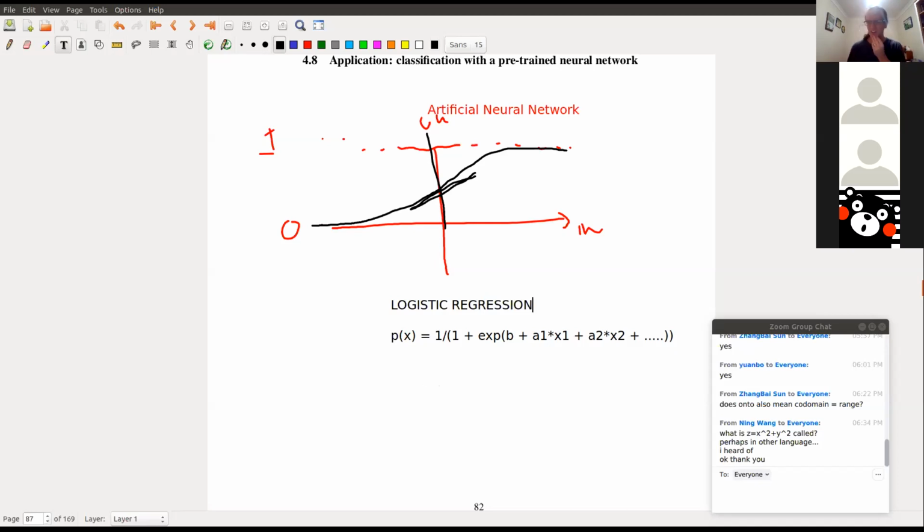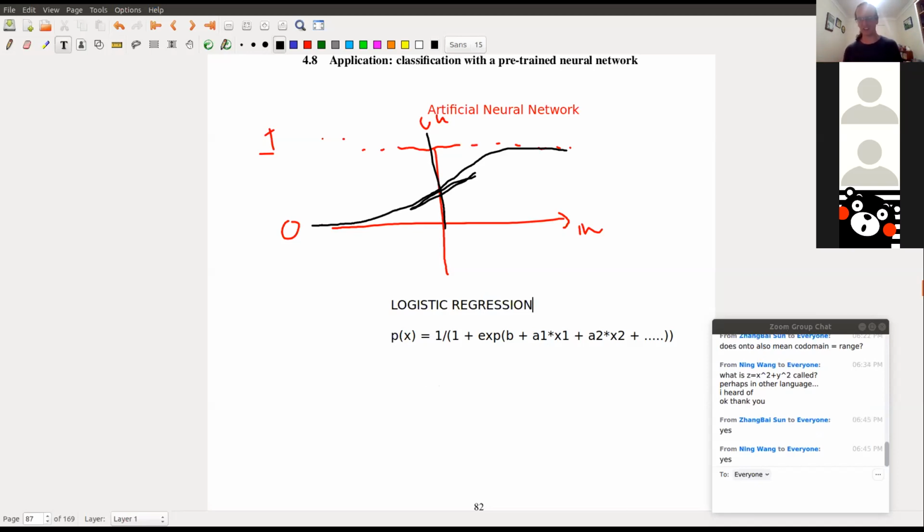Has anyone ever heard of logistic regression before? Sometimes it comes up in other contexts and people don't quite understand that it's actually a single layer neural network. A single layer neural network is logistic regression. They're the same thing. It's just the interpretation that's different.